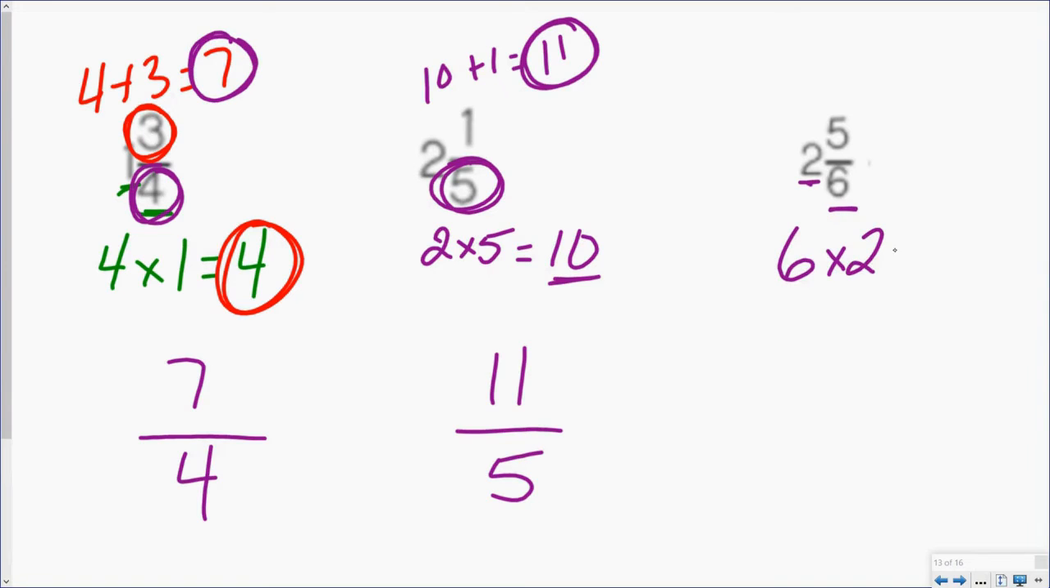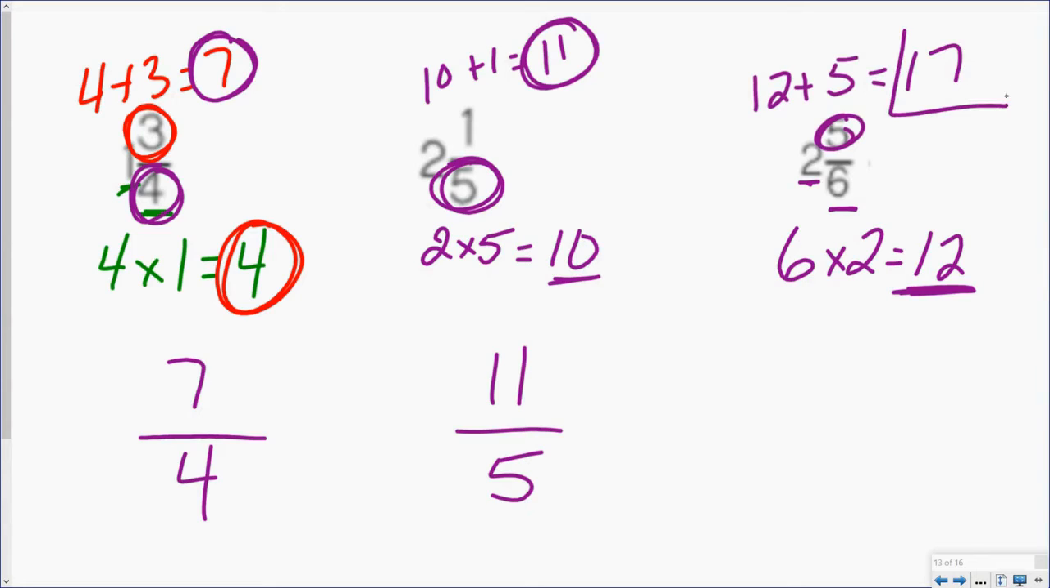So I'd have 6 times 2, which would give me 12. I'm going to take this 12 right here and add it to the 5 right here. And that is going to give me 17. Now I'm going to take this 17 right here and make it my numerator. And then I'm going to keep my denominator the same, which is 6. So my denominator is still 6, and I have 17/6.